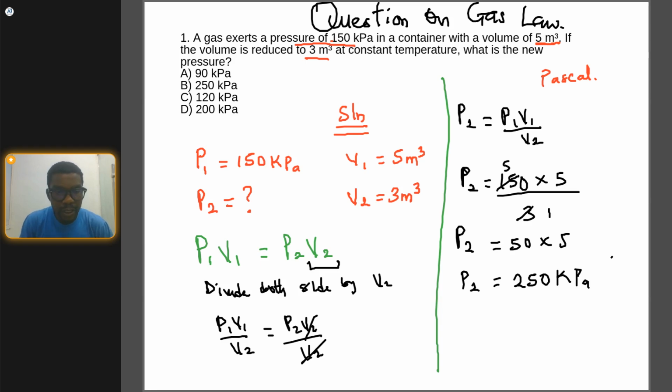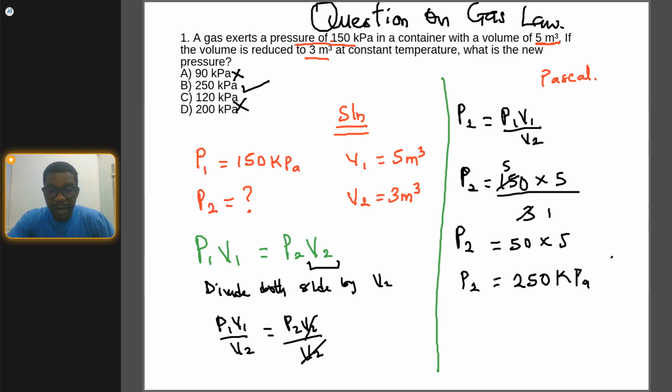Now let's examine together the options. Option A is not the answer. Option B is the answer, of course. Option B is 250 kilopascal. So this is how you are going to solve questions of this kind when you are given that in your UTME. Very easy to solve.